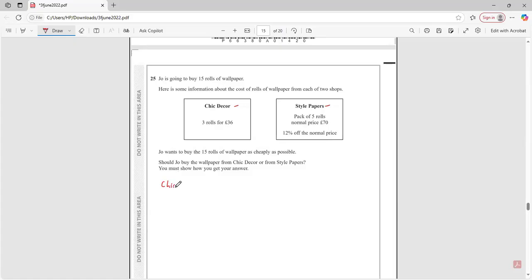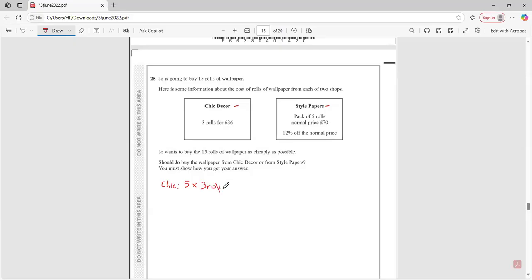Okay, so it says 3 rolls for 36 pounds, no discount at all. So let's see how that plays out. And remember, Joe needs 15. So how many 3 rolls are there in 15? That would be 5, isn't it? Yes. So 5 3-rolls will give us 15.